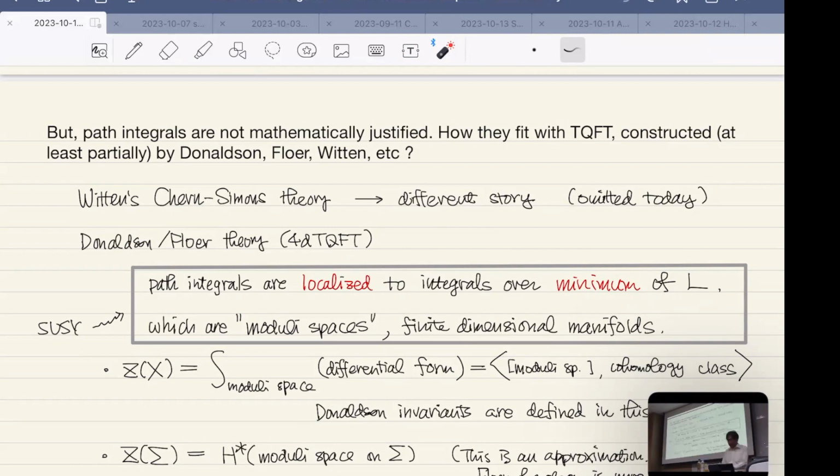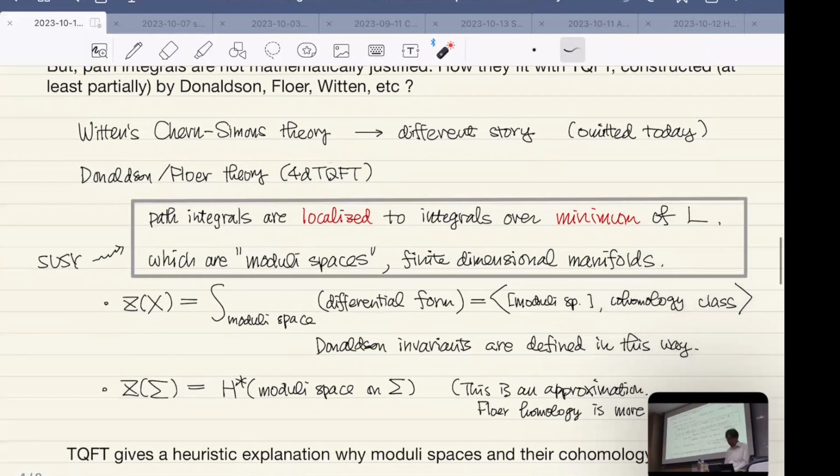So then Z of X, this invariant for a closed manifold, is defined as the integral of a differential form over the moduli space, which is finite-dimensional. Because this is a differential form and it is closed, this can be understood as a topological pairing between the homology group of the fundamental class of the moduli space and the cohomology. So you can compute this integral in a topological approach. And the Donaldson invariants of four-manifolds are defined basically in this way.